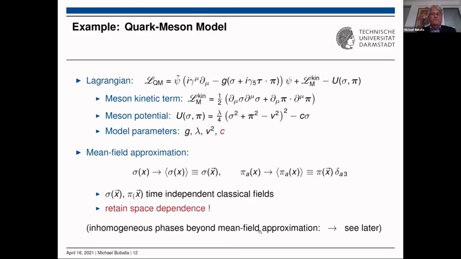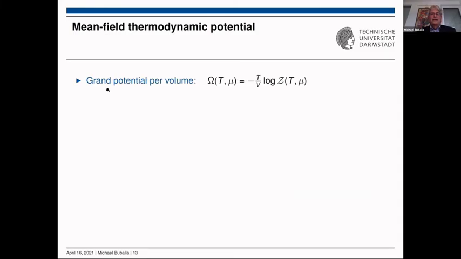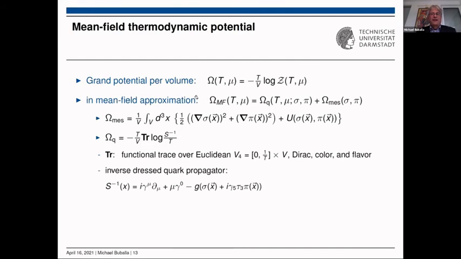Okay, so having this model, we would like to calculate the effective potential, or the grand potential per volume, at some temperature T and chemical potential mu. Within the mean field approximation, this is readily written down. It can be decomposed into two parts. One is the mesonic part, which is basically just an integral over the potential part and the kinetic part of the mesons. And for the quarks within mean field approximation, you can integrate them out and you get this typical trace log term of an inverse quark propagator. And the inverse quark propagator is given here. So the quarks get dressed by these sigma and pion mean fields, which now depend on x.